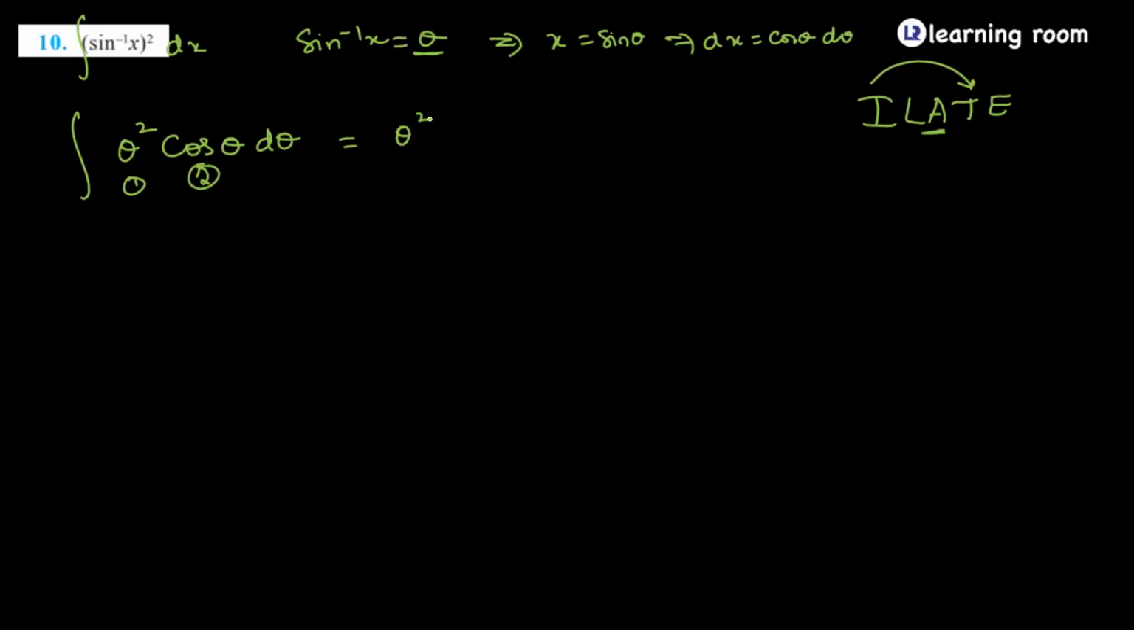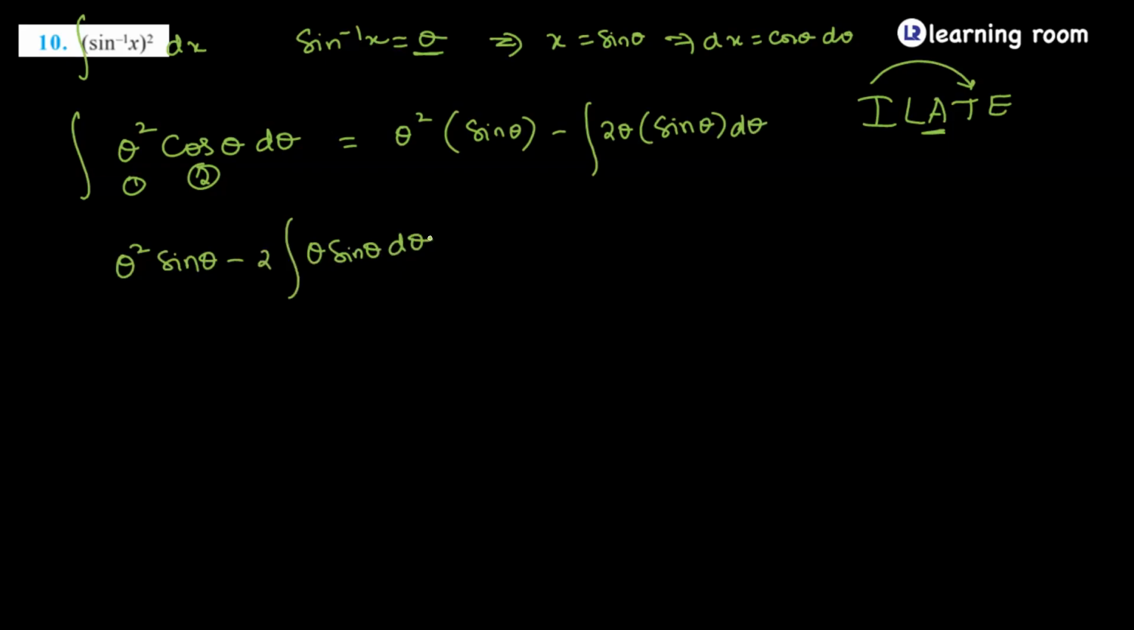First function into integral of second function, minus integral of derivative of first function, that is 2 theta, into integral of second function, that is going to be sin theta d theta. Am I right? So this will be theta square sin theta minus 2 into integral of theta times sin theta d theta. Again, you need to apply the by parts here by taking this as the first function, this as the second function, right?